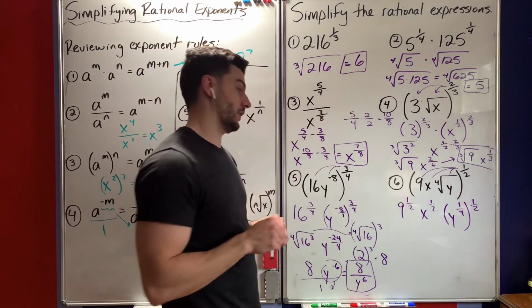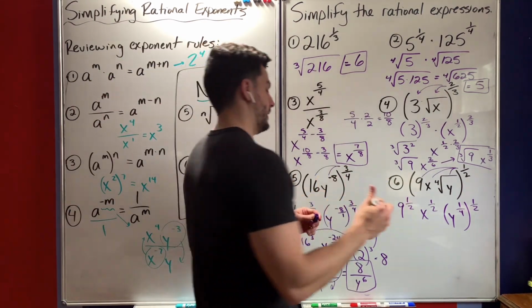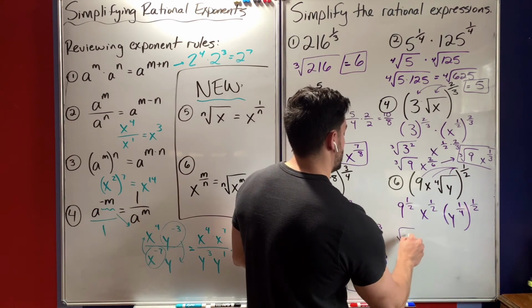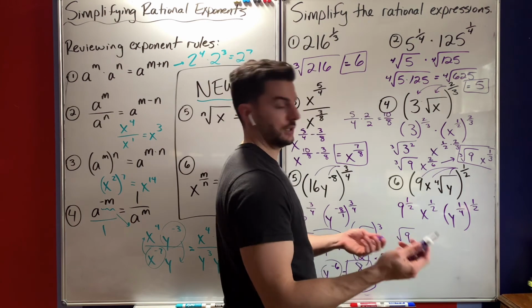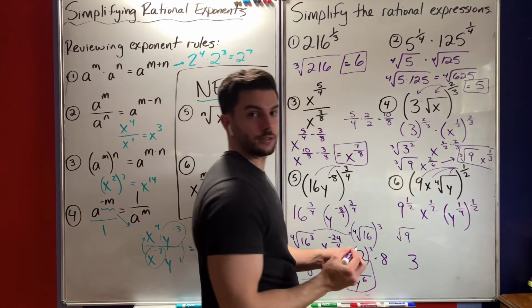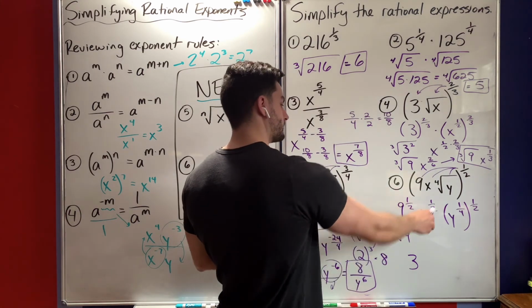And again, we're going to multiply those. Okay. Now, just going right in order. So 9 to the 1/2, right? Again, that's the same as the square root of 9. And we can simplify that, right? The square root of 9 is 3. Awesome. So that works out really nicely.